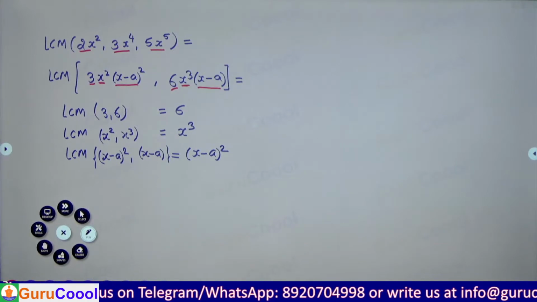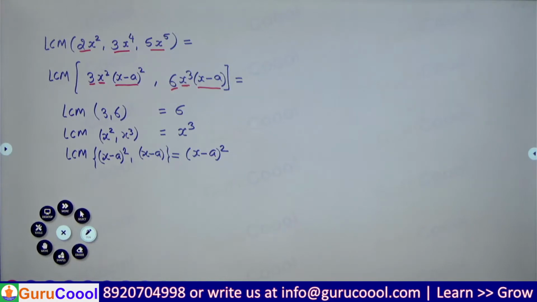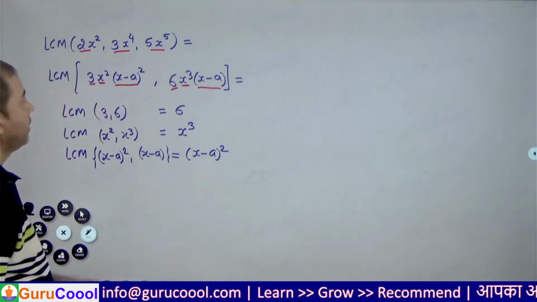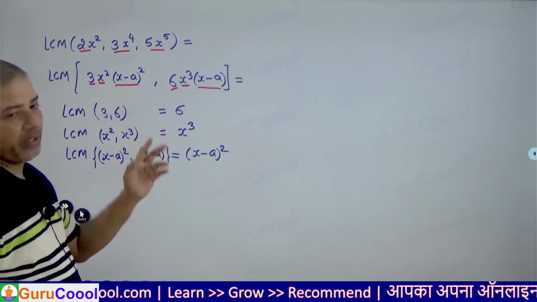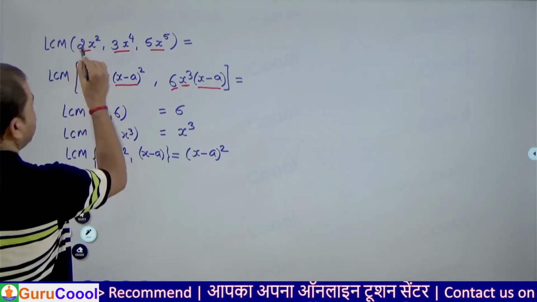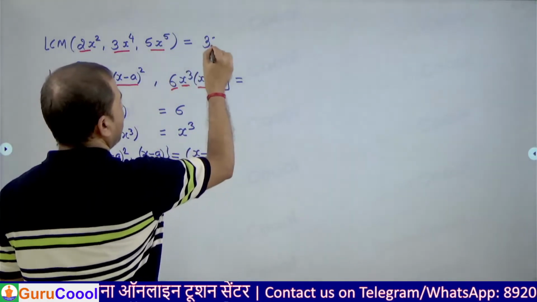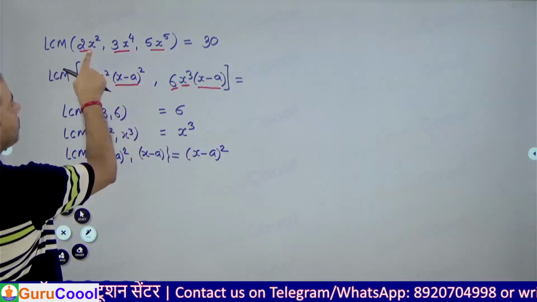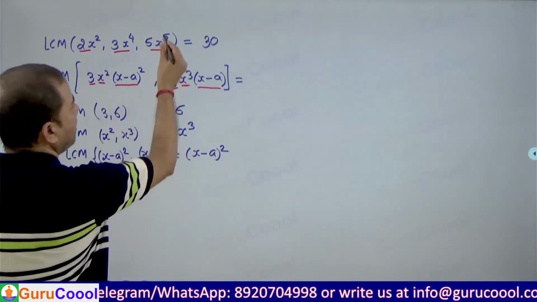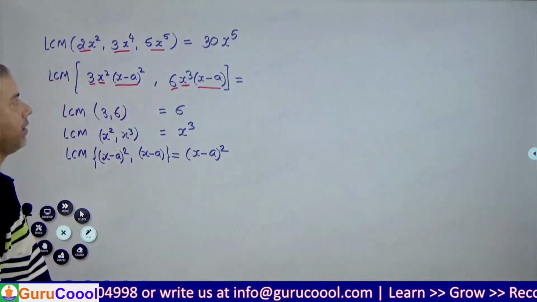Sir, it will be 30 and x power 5. Okay, you said 30x power 5, right? Yes, sir. Correct. So you will take the LCM of 2, 3, 5. LCM is 30. Now you look at the variables x square, x power 4, x power 5. We take the highest power of the variable. So x power 5 will be copied here. Done. This is the LCM.